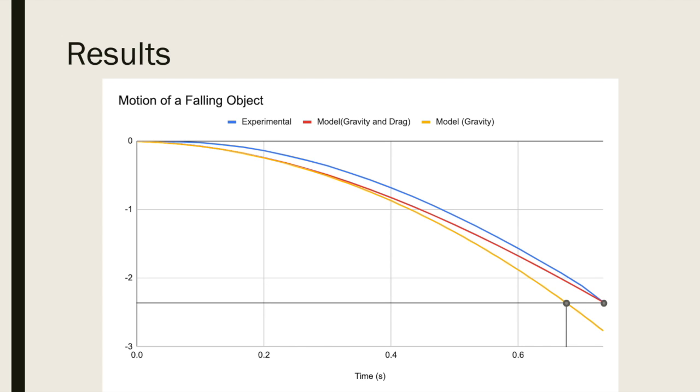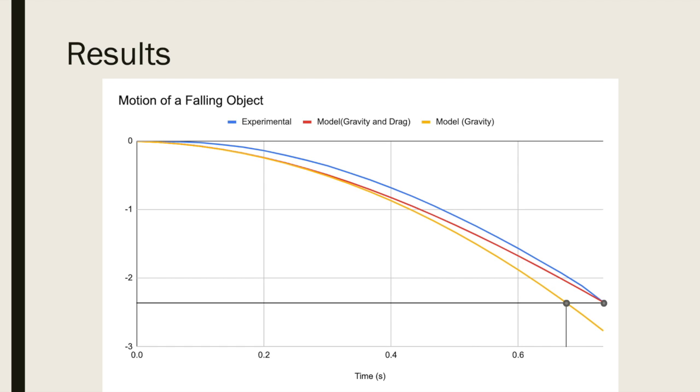Using Google Sheets, I created a position versus time plot with all three models' data. The blue line represents the experimental data, the red line represents the computational model with gravity and drag, and the yellow is the computational model with only gravity. As you can see, the model with gravity and drag is very close to the experimental data, but the model without drag fell quicker and would have hit the ground sooner than those with drag force.